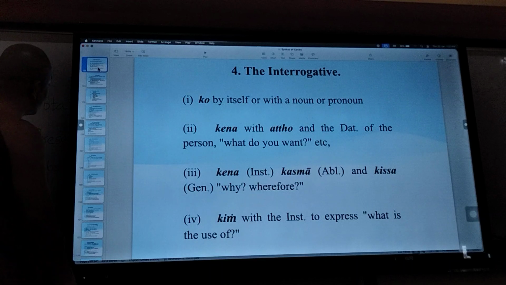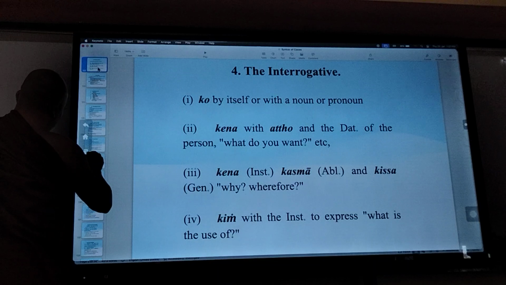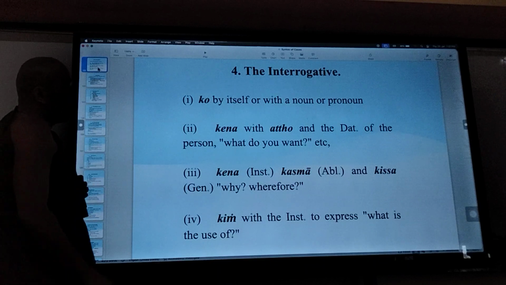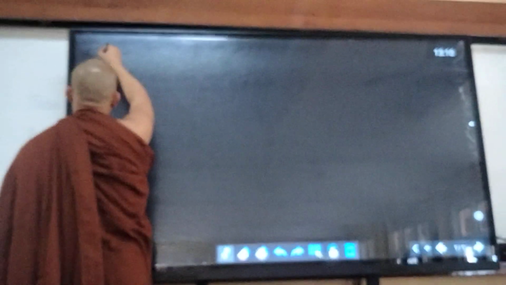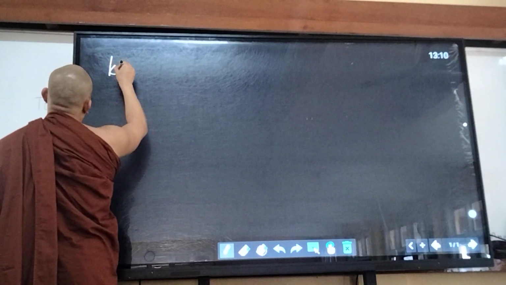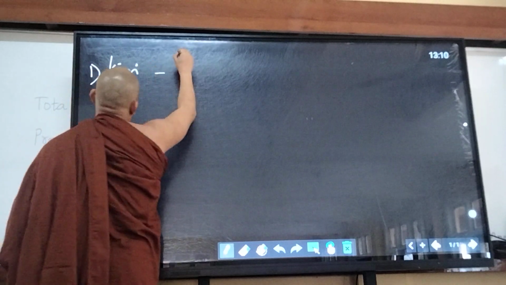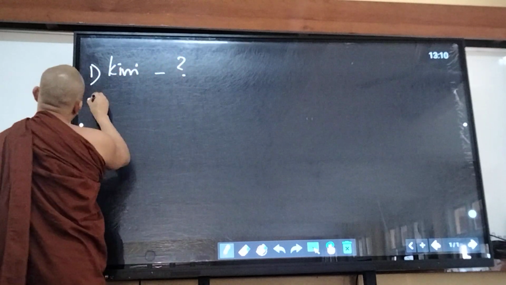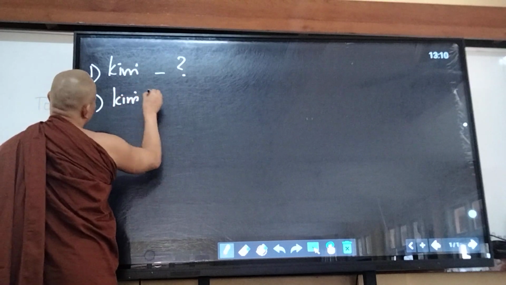So what is the use of? So that claim can be done. So three kinds of claim. The first one is the question mark. So the second one is declining.